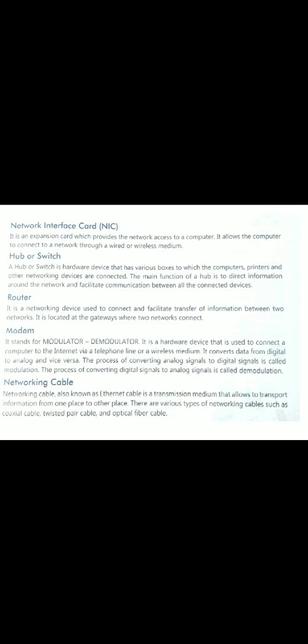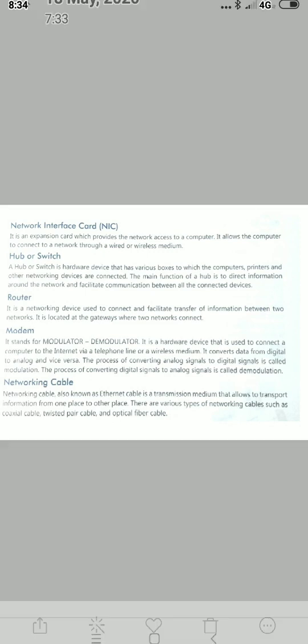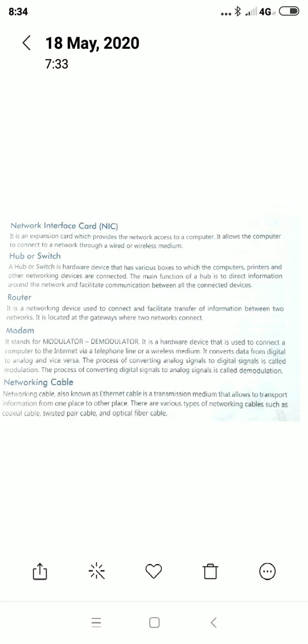Next one is the router. It is a networking device used to connect and facilitate the transfer of information between two networks. It is located at the gateway where two networks are connected. From the realistic world, you can understand it like a state border. Just like one state allows another state to transfer or deliver goods or people from one state to another, the router performs at the gateway where two networks are connected, for delivering information from one place to another.